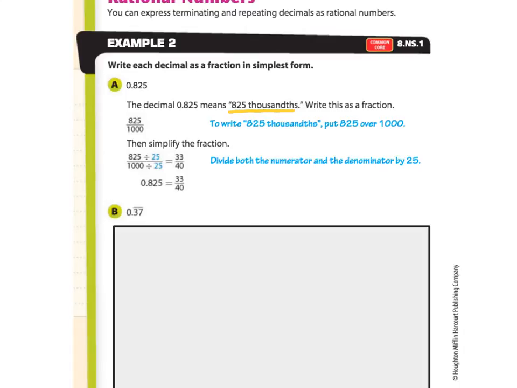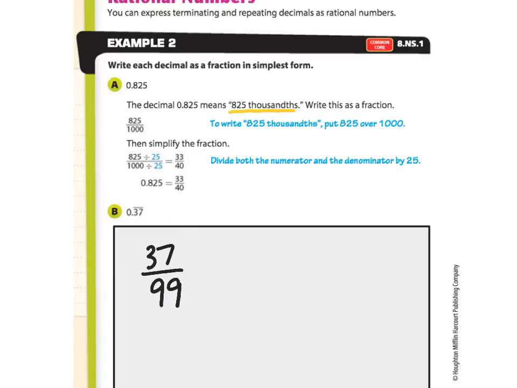You could also be given a repeating decimal. Now, if you have 37 repeating, what that really is, is the same as 37 over 99. Not 37 over 100. The way we write this is 37 over 99. And then you try to simplify. Well, 37 over 99 is already in simplest form, so you can leave that as 37 over 99.